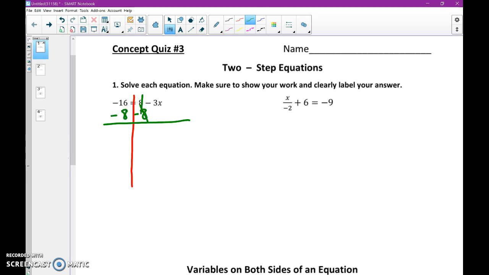Okay, these are gonna go away because 8 minus 8 is 0. Negative 16 minus 8, that's really like negative 16 plus negative 8. Remember in our adding and subtracting negative section, we talked about that. So it's really like plus a negative. So negative 16 and negative 8 together make negative 24. This equal sign is still right in the middle. And now I have negative 3x left over on that side.